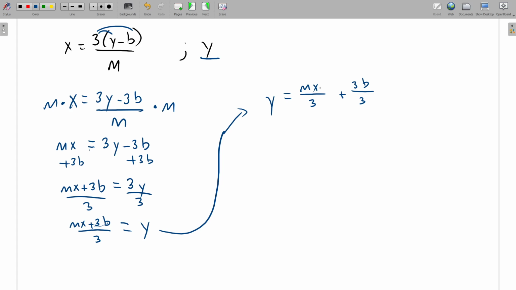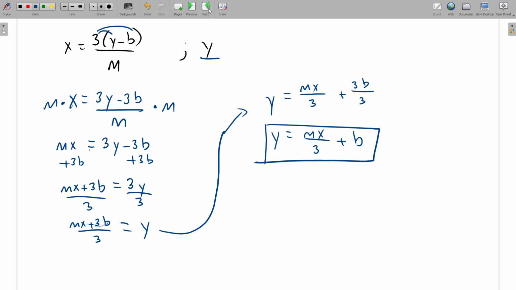I've broken the numerator apart into the sum of its two fractions, right? These both have a common denominator. We've broken the combined fraction apart into two fractions. The reason why we do this is because this 3b divided by 3 cancels. So we can instead have mx over 3 plus b. And this is our final answer.